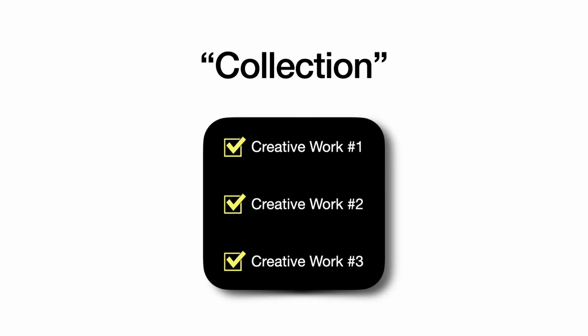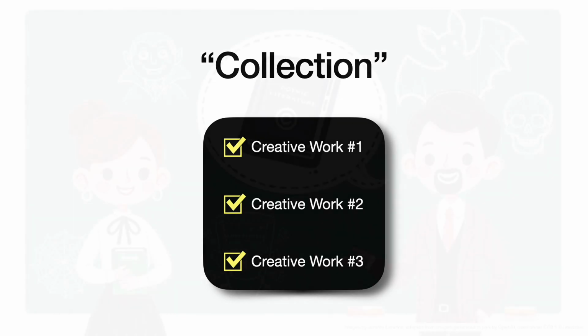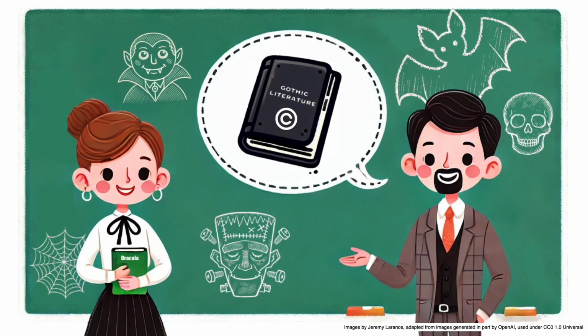Importantly, the person who creates this collection must have permission to use those works. This permission could come from owning the rights, obtaining consent from the original creators, using public domain works, or using works available under a Creative Commons license. Let's say that two teachers, Jane Doe and Joe Smith, want to create an OER or anthology for a class on Gothic literature, and they would like to share that anthology in the Creative Commons.